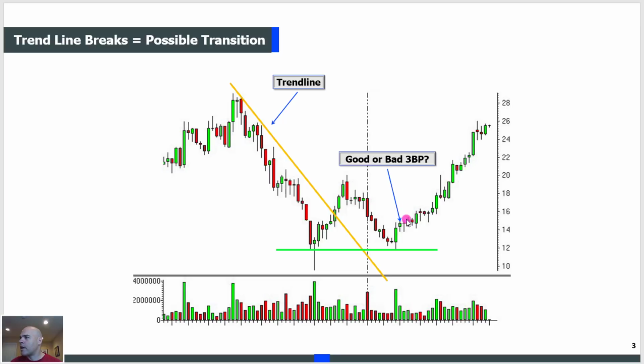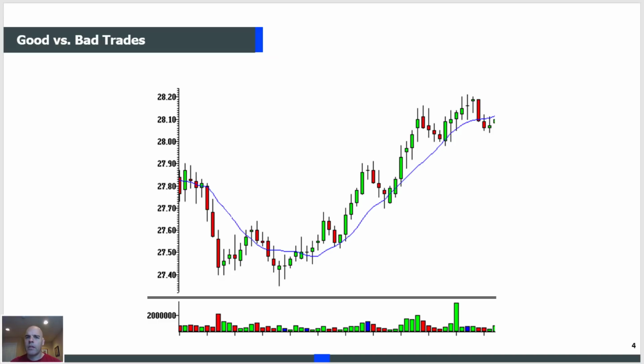And we talked about whether or not this is a good or a bad 3-bar play and then the move back up. So this is just a real chart, but this isn't the chart that I want to look at. So now that we've had a brief refresher on trend line breaks, retest and failures, and so on and so forth, let's dig into the actual chart I want to look at. And it's this chart right here, okay?